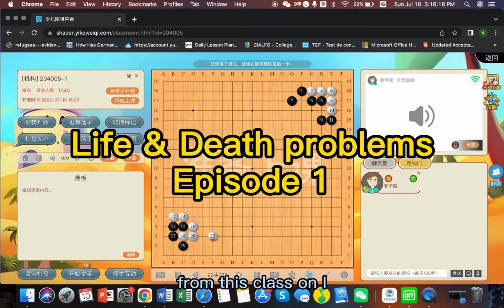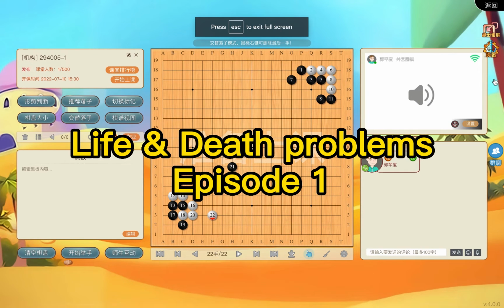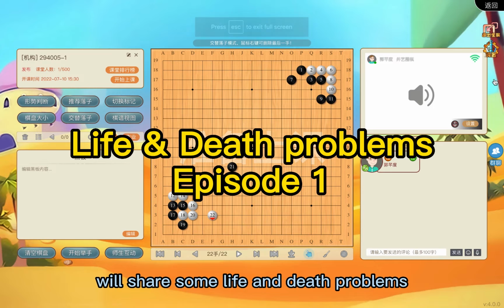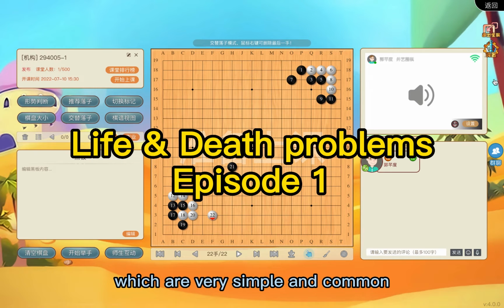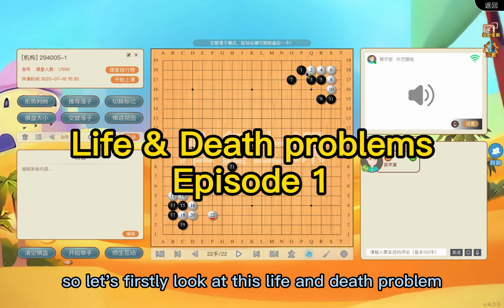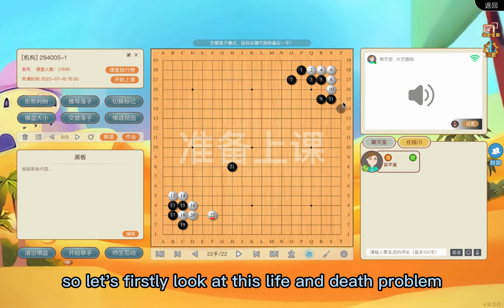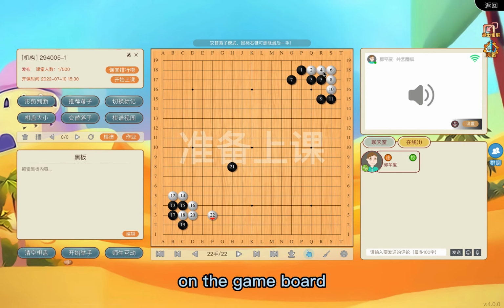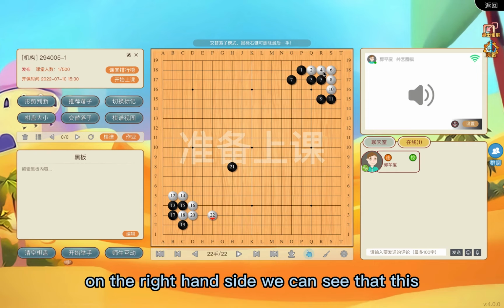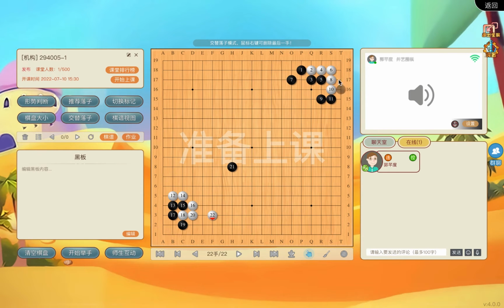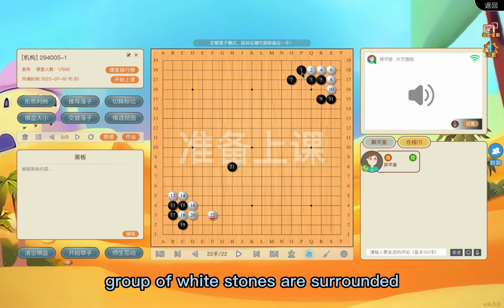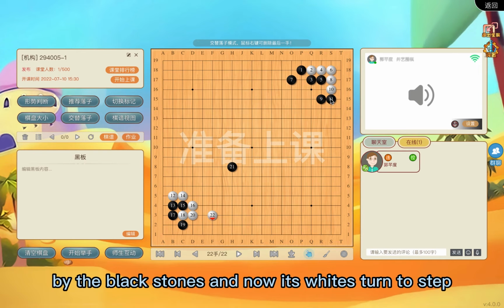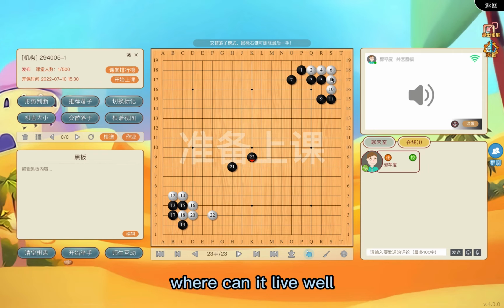Hello everyone. From this class on, I will share some life and death problems which are very simple and common. So let's firstly look at this life and death problem on the game board on the right hand side. We can see that this group of white stones are surrounded by the black stones, and now it's white's turn to step. Where can it live?